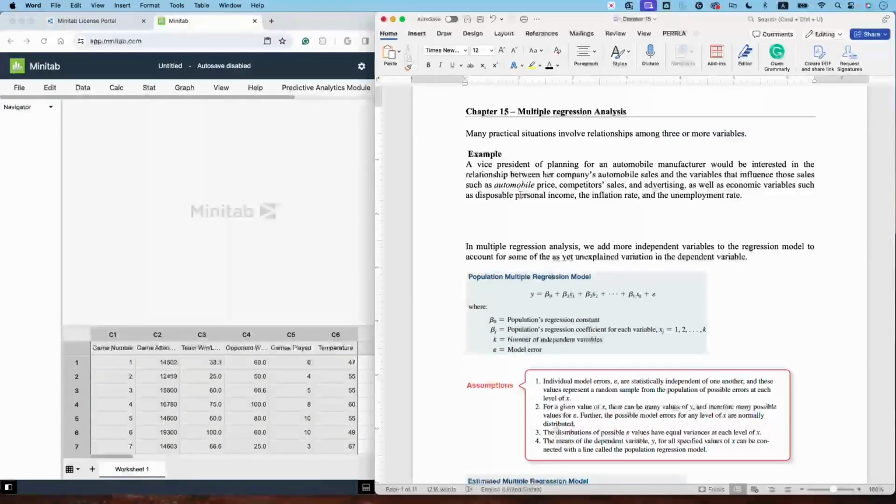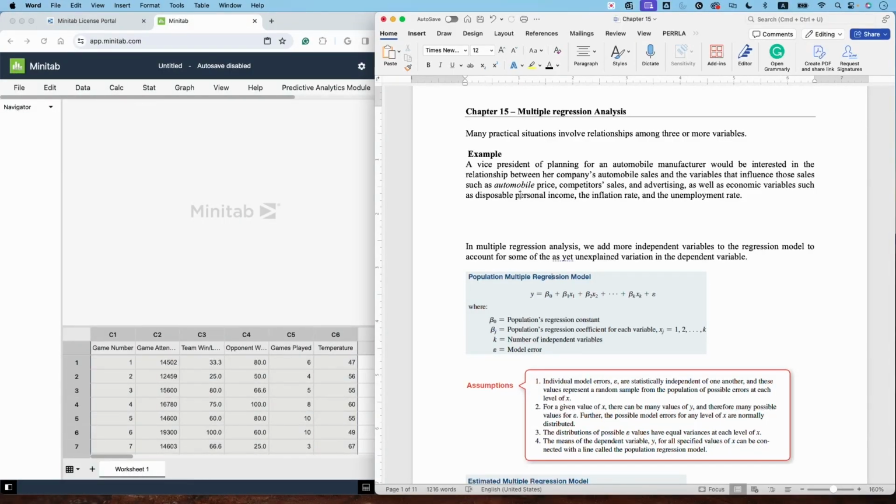Okay, today we are going to talk about chapter 15, which is about multiple regression analysis. If you remember, we talked about single linear regression in chapter 14, where we had two numeric variables. We were studying the relationship between these two variables, and one of them was independent, the other dependent, or the first one was the predictor and the other the response variable.